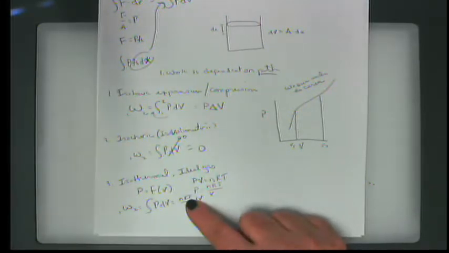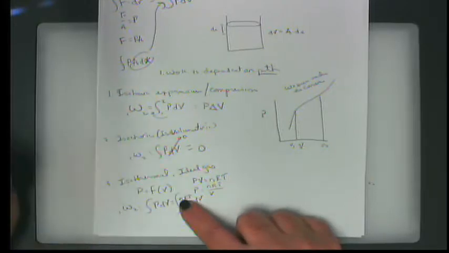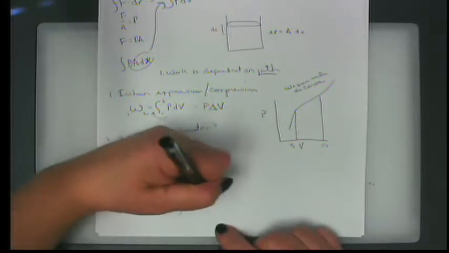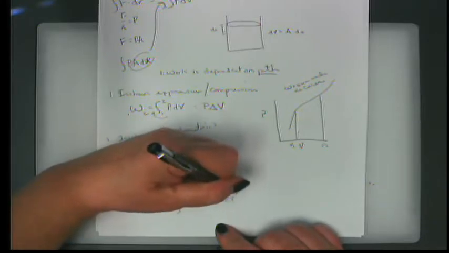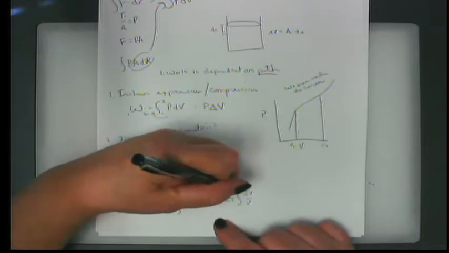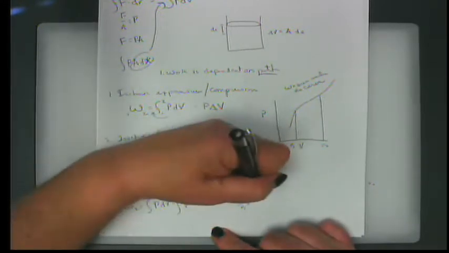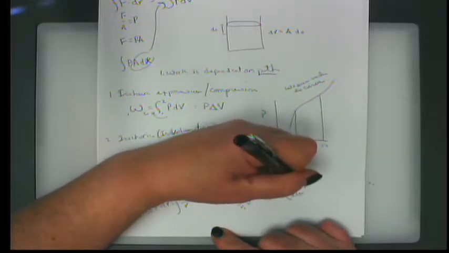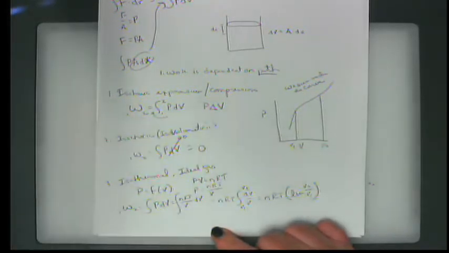If it's isothermal, n is always constant, R is always constant. If it's isothermal, T is also constant. So you can say it's nRT times the integral of dV over V. We have to go from V2 to V1. So it's nRT times the natural logarithm of V2 over V1. Right.